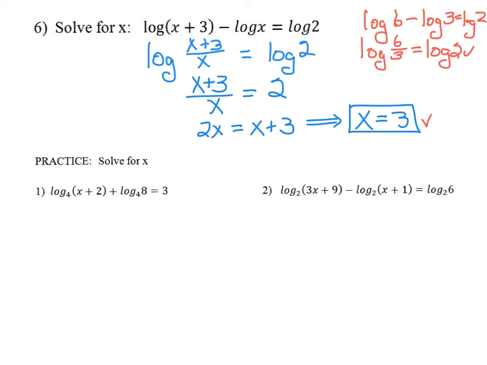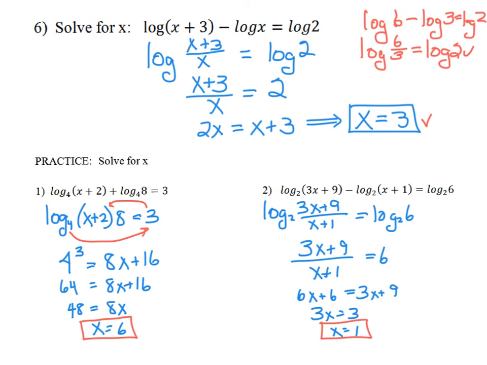Now, there's a spot for you to do 2 practice problems in your notes on page 10. So I'd like you to write down these 2 practice problems, pause the video, solve them, and then come back and check your work with mine.